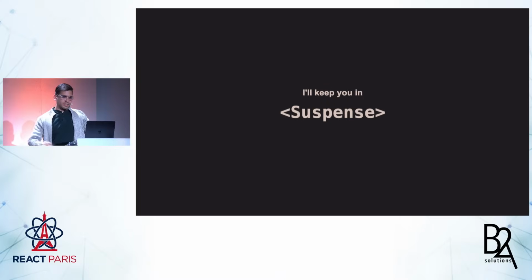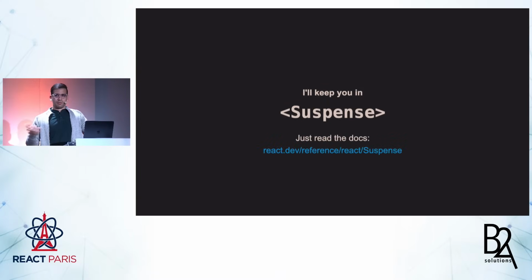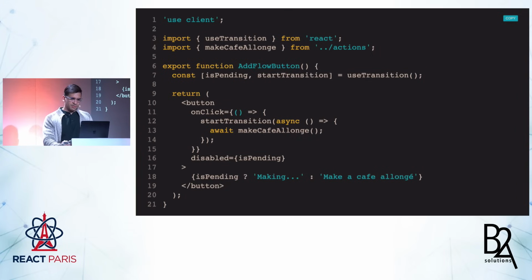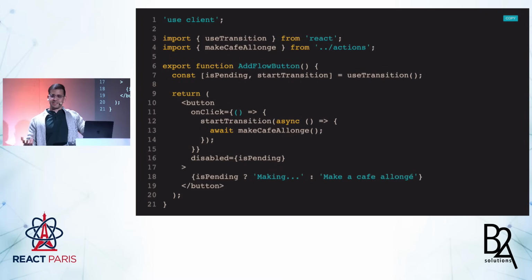And then you could also use Suspense if you really want to control the loading states. I actually didn't have time to write a code example for this, but hopefully Aurora will show you that. Otherwise, you could just read the docs. Suspense is really useful for that too. There's another very cool hook called useTransition.